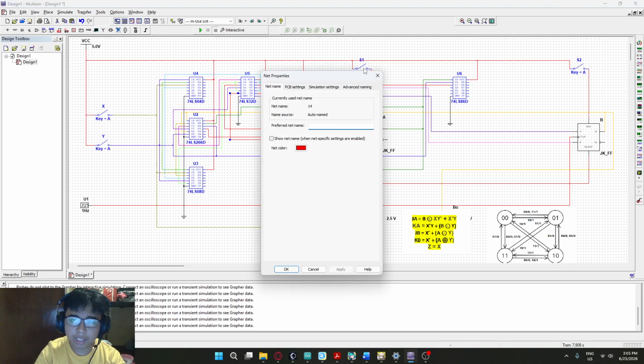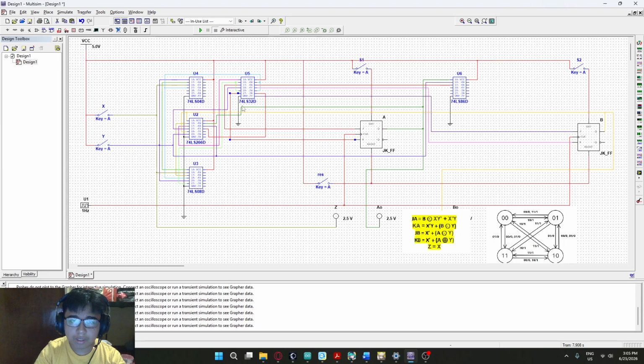Next, for the K input, it is x naught y, which is the inverse of x with input y, or with output B as well. Output B XORed with input y. Both of those are placed into the OR gate, and then the output of that is placed into the input K of flip-flop A.